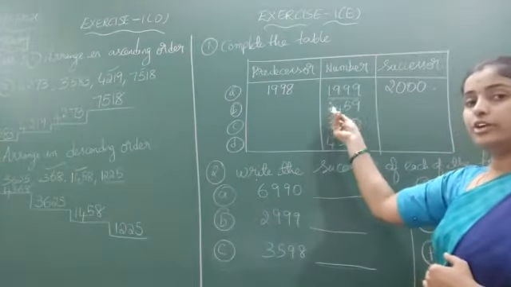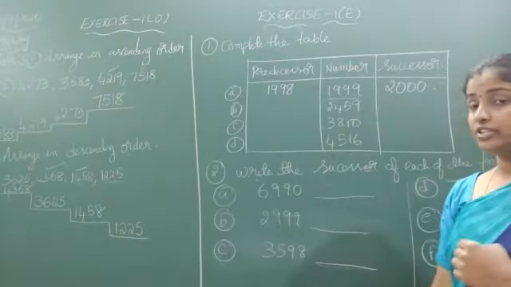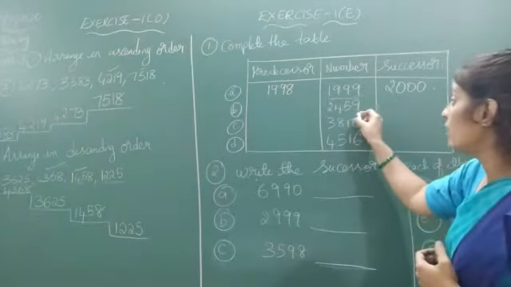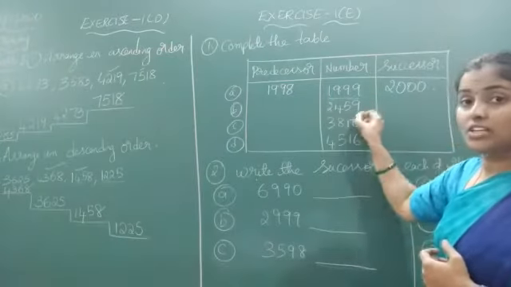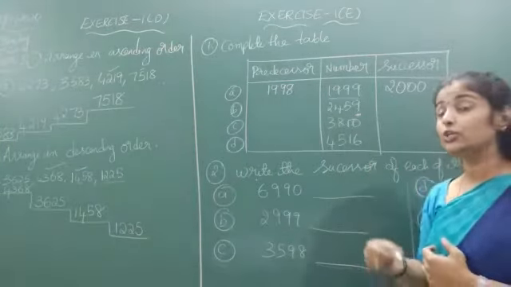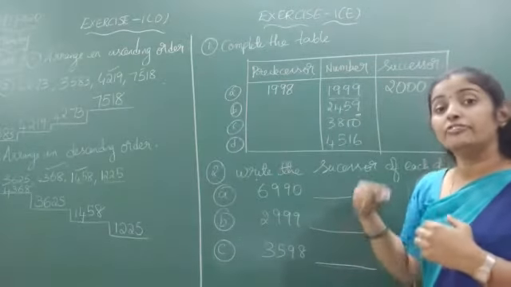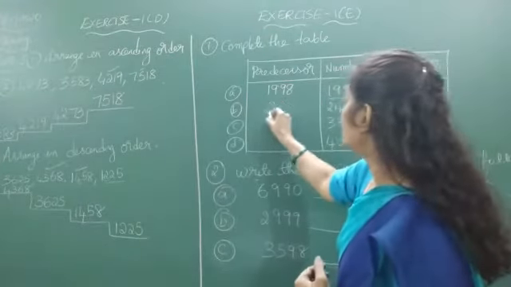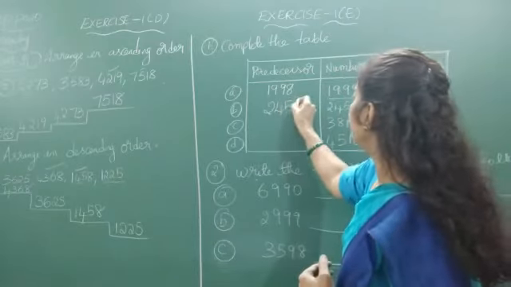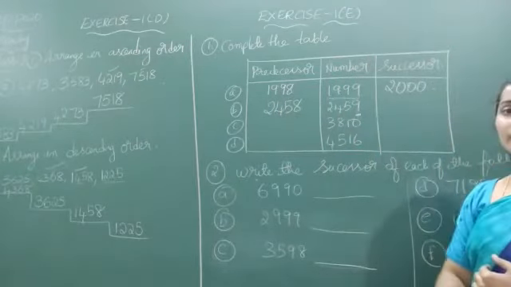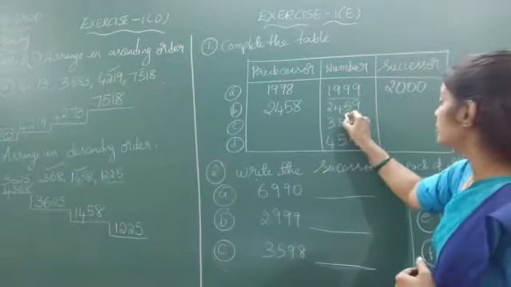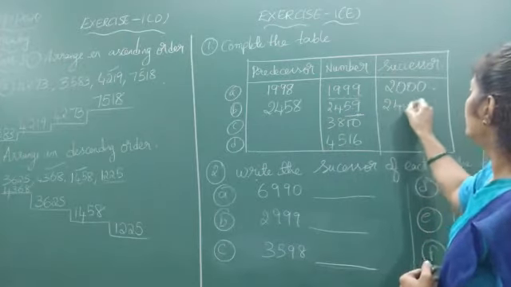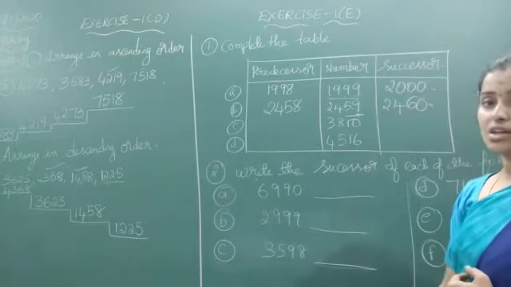2459, isn't it? Now I need to write the predecessor of this number. Yes, so where is the number changing here? In the ones place, isn't it? 9 is there in the ones place. So what do I need to do? I need to write the before number, or I can say subtract 1 from the number. So that is what you will get here: 2458. And what is the successor of this number, after 59? After 2459, what will you get? It is 2460. It is the successor.